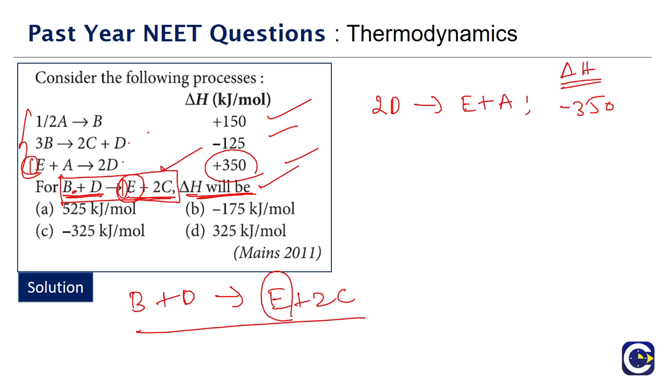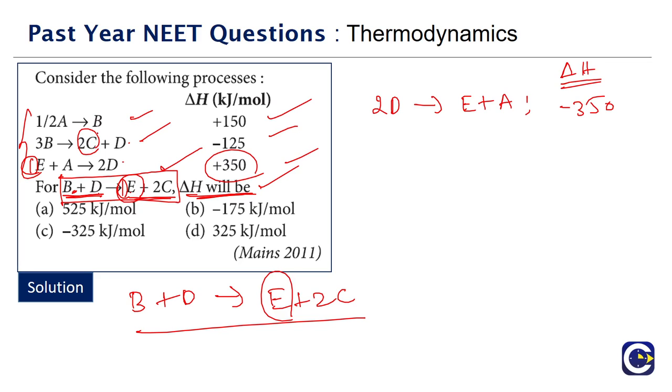Now what should we look at? We should take a closer look at the first equation and the second equation. Look at this: in the second equation we have 2 moles of C coming on the product side. And by the way, C is only in the second equation, not in the other equations.